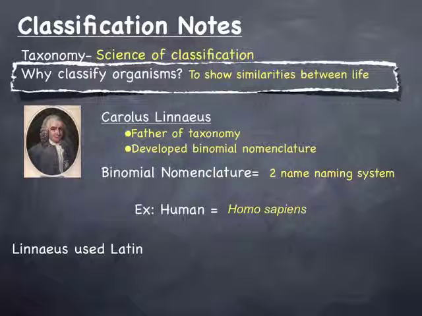And we'll talk a little bit later about how we write them, but we capitalize the first word, we don't capitalize the second, and it's always italicized or underlined. And so when you start hearing some of these scientific names, they all are written basically in Latin. They have Latin roots. And Linnaeus chose Latin as the language for these scientific names.